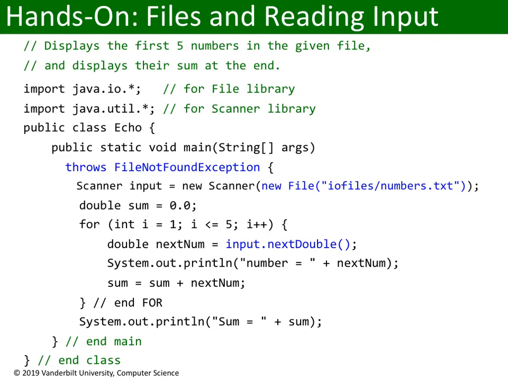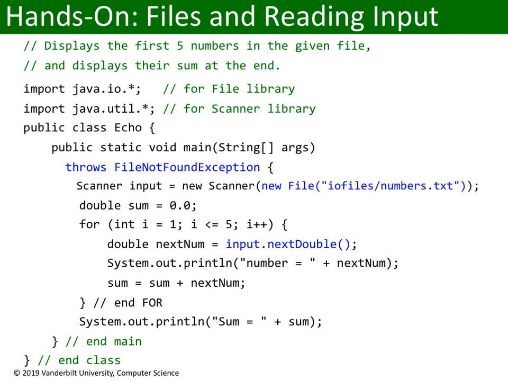Now let's declare our file and scanner objects. So we create a new file object which points at our numbers.txt file, and a new scanner object that looks at our new file object. We call this scanner input. Now let's declare a variable called sum of type double and initialize it with the value 0.0.